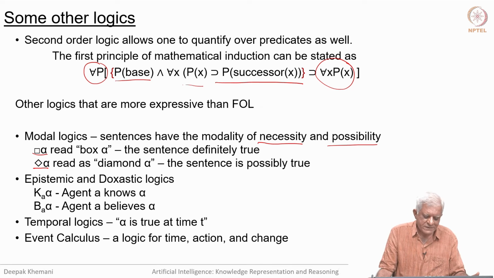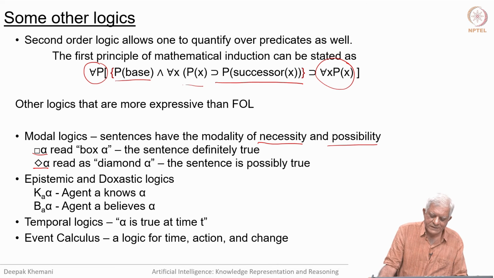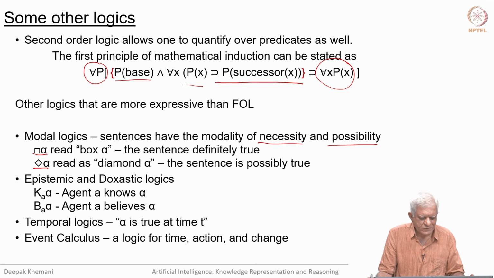Event calculus is a higher order logic which talks about time, action and change essentially. We will look at event calculus a little bit later in this course, and we will also look at epistemic logics a little bit later in this course, I think.